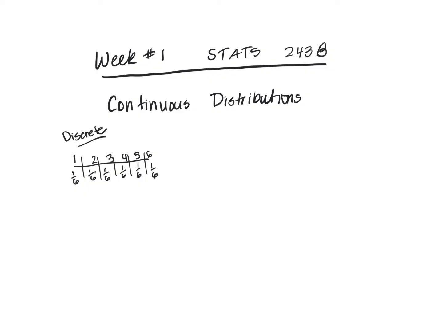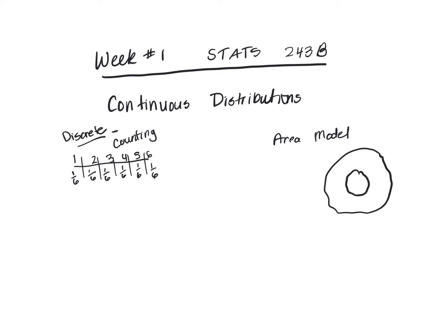In a continuous model, I want you to think of it more as an area model. So the discrete is more of a counting model. You count how many times things happen out of the total. This is more of an area model. It's like you're playing target practice and you want to know the probability that you hit the bullseye, right? That is the difference between the two.